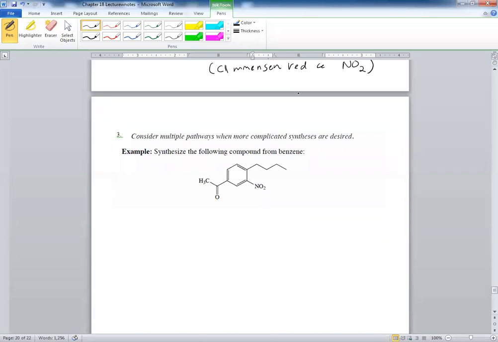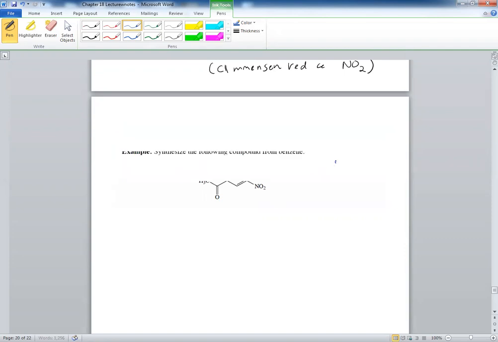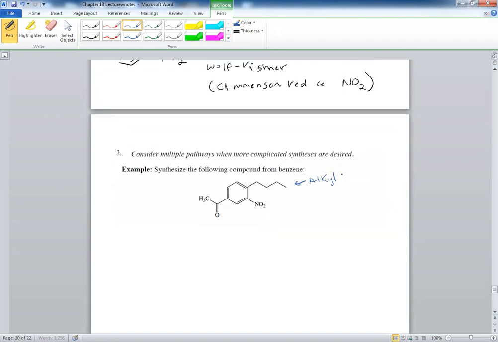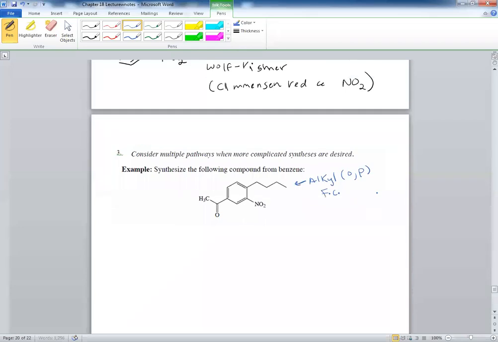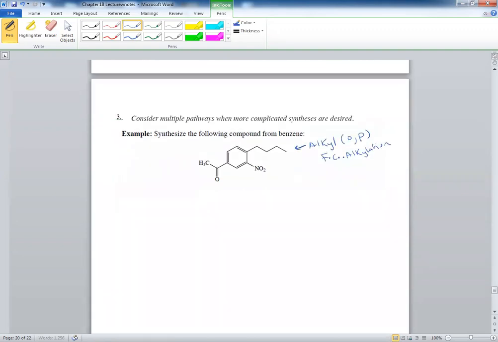So by looking at this, let's actually start determining what kind of groups are attached. So this is an alkyl group. And by now, you should know that an alkyl group is ortho-para, and that you cannot add this via Friedel-Crafts. You cannot add this because it will rearrange. So you can't use Friedel-Crafts alkylation. You actually have to use acylation. Alkylation leads to rearrangement, so be careful.